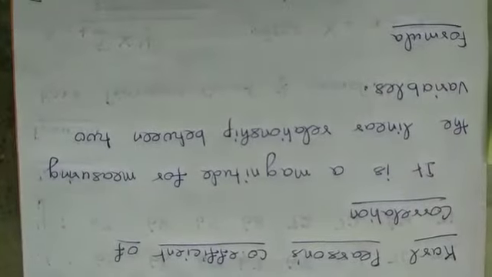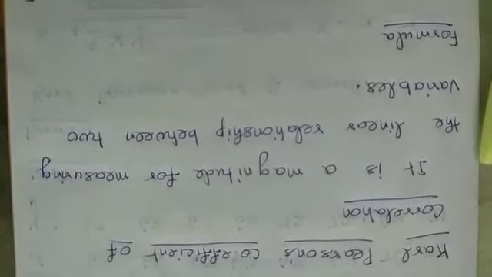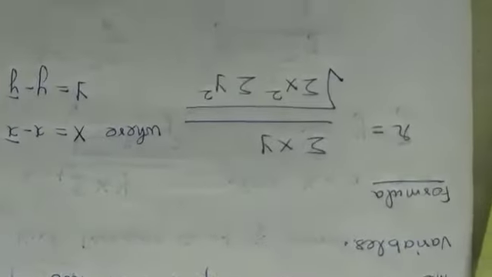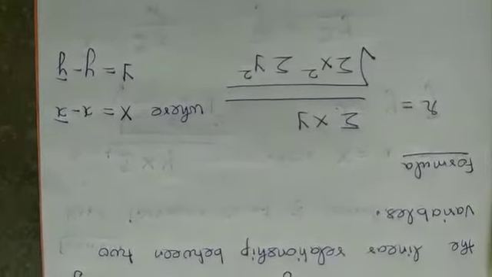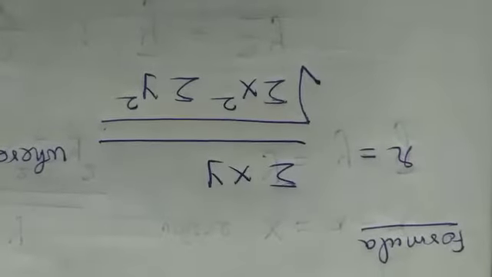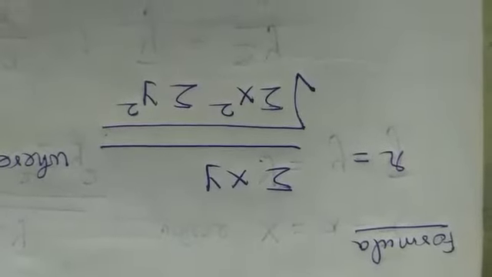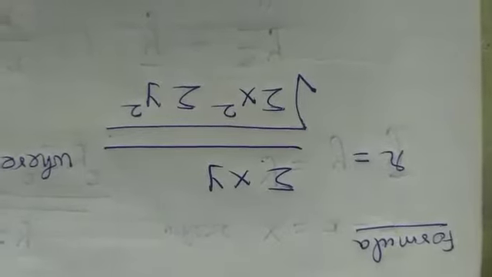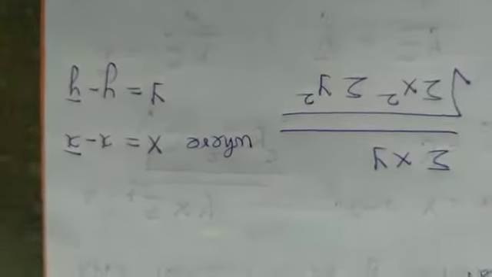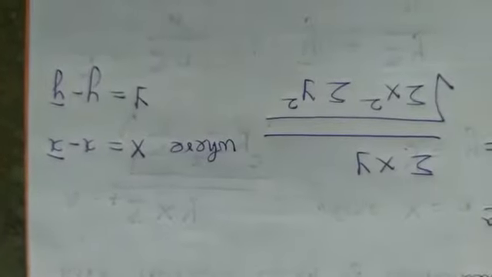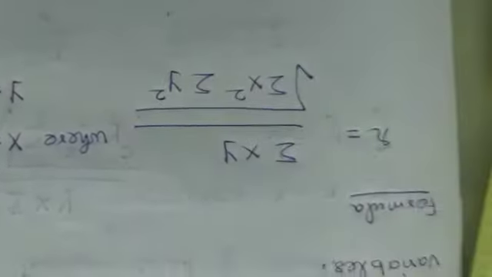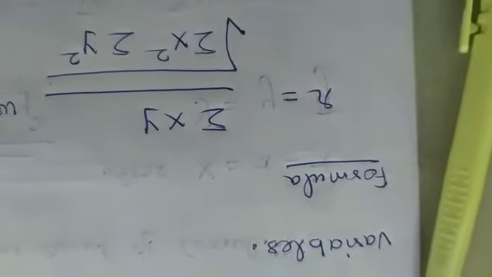Karl Pearson's coefficient is a magnitude for measuring the linear relationship between two variables. The relationship between two variables x and y is measured using Karl Pearson's coefficient. So the formula for Karl Pearson's coefficient of correlation I have given here. R is equal to summation XY divided by root over summation X squared into summation Y squared, where capital X is equal to x minus x bar and capital Y is equal to y minus y bar. This R is called the coefficient of correlation.